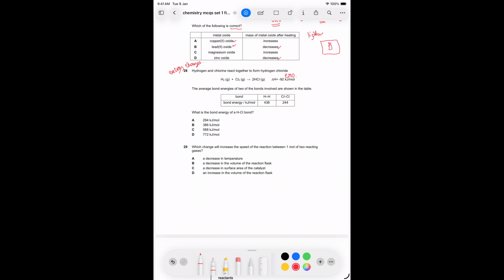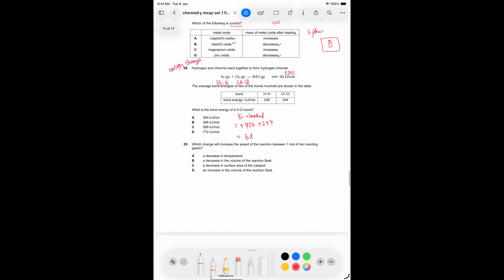First you have to calculate energy absorbed. Energy absorbed is to break your H-H bond, one of it, and Cl-Cl bond. So the H-H bond is plus, you add in absorb 436 and you absorb 244. If you use your calculator, it will give you 680. Next, energy release.